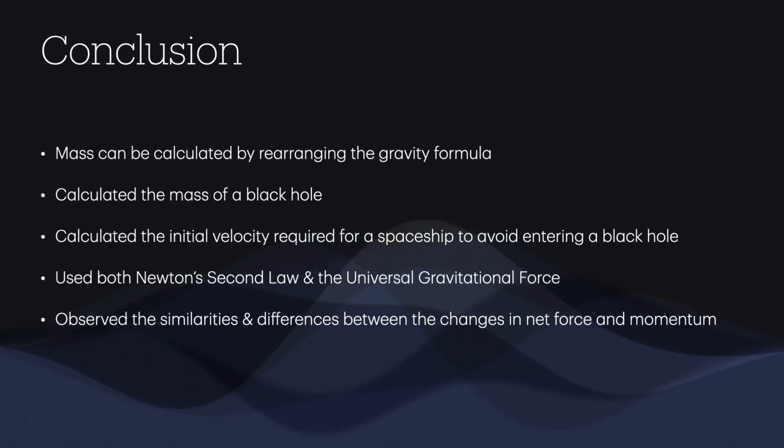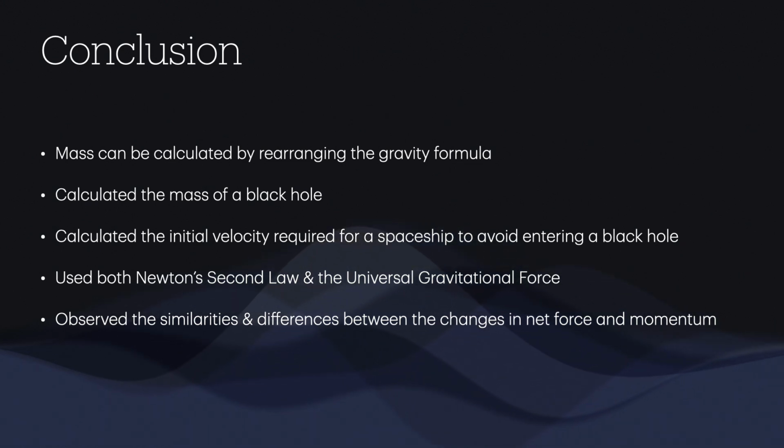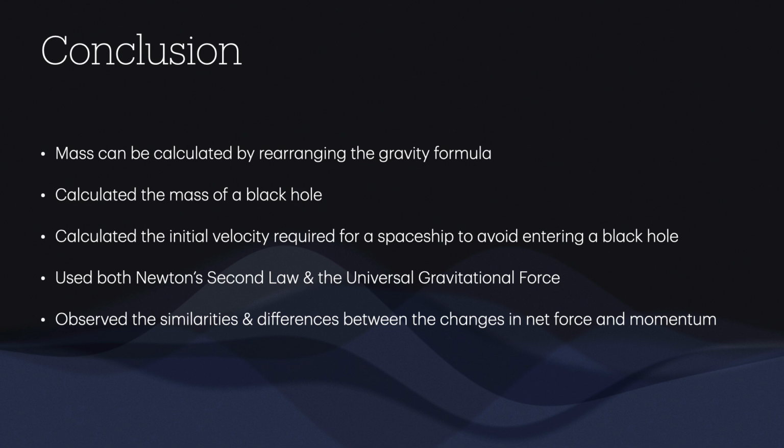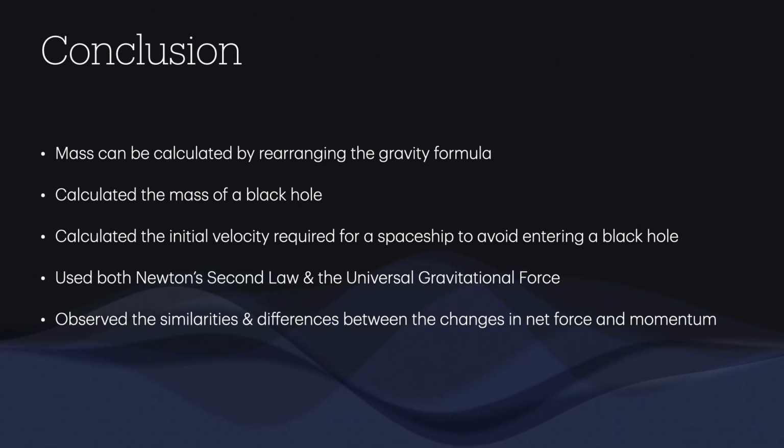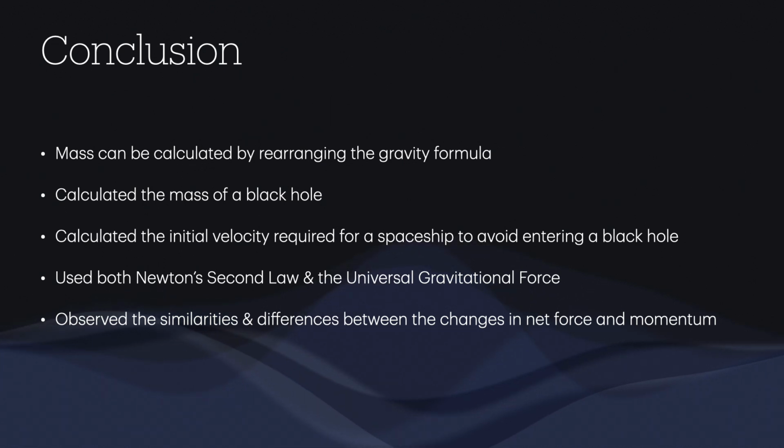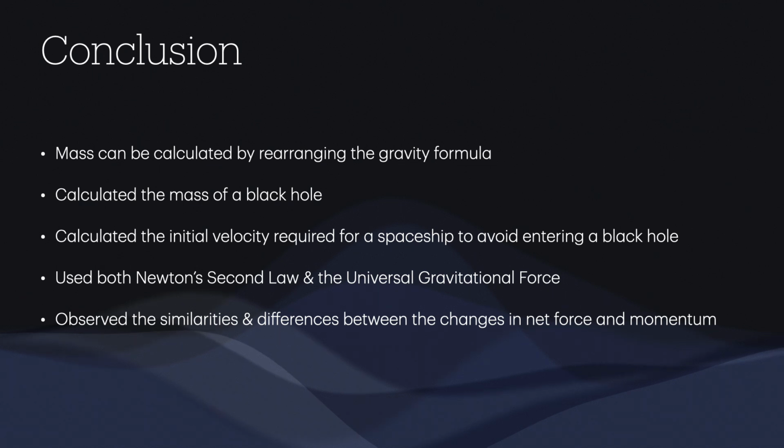In conclusion, mass can be calculated by rearranging the gravity formula, which is Fg equals G big M little m over r squared. And if you're calculating that as a vector, you add on the unit vector. We also calculated the mass of a black hole. We calculated the initial velocity required for a spaceship to avoid entering a black hole, and also the initial velocity required to enter the orbit of the black hole. We utilized both Newton's second law and the universal gravitational force law, and we also observed the similarities and differences between the changes in net force and momentum.